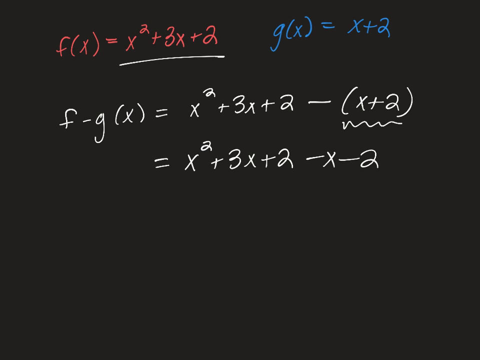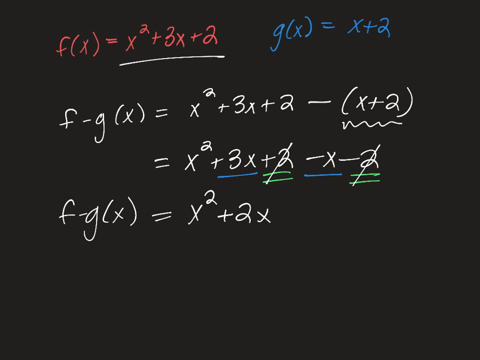Now we can combine our like terms. So we have 3x and a negative x, and we have a positive 2 and a negative 2. x squared just comes down. 3x minus x is positive 2x, and then positive 2 and negative 2 are going to cancel out. So f minus g of x is going to be equal to x squared plus 2x. Again, this is just like working with polynomials. This is not really anything new. We're just writing it in a little bit of a different format.